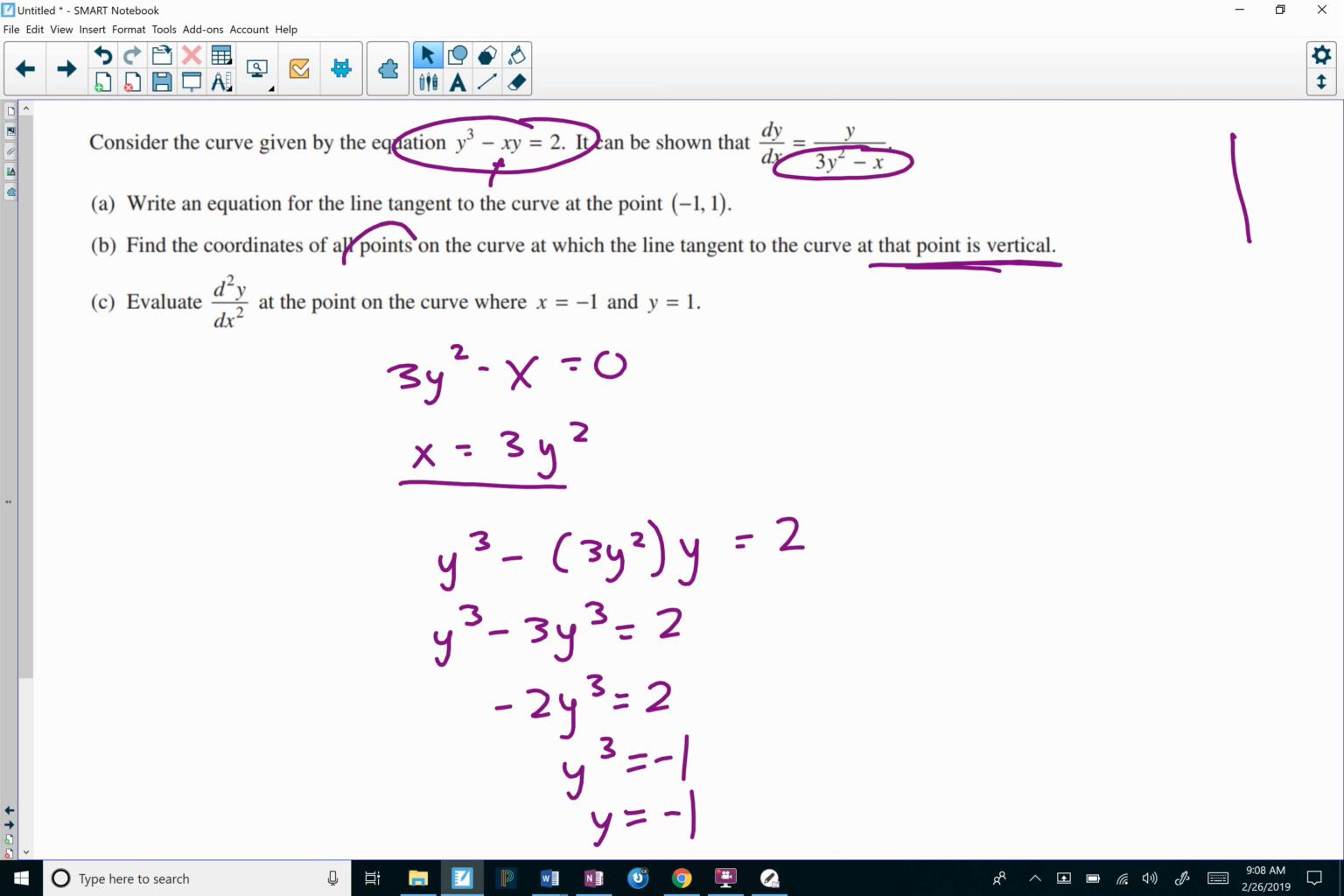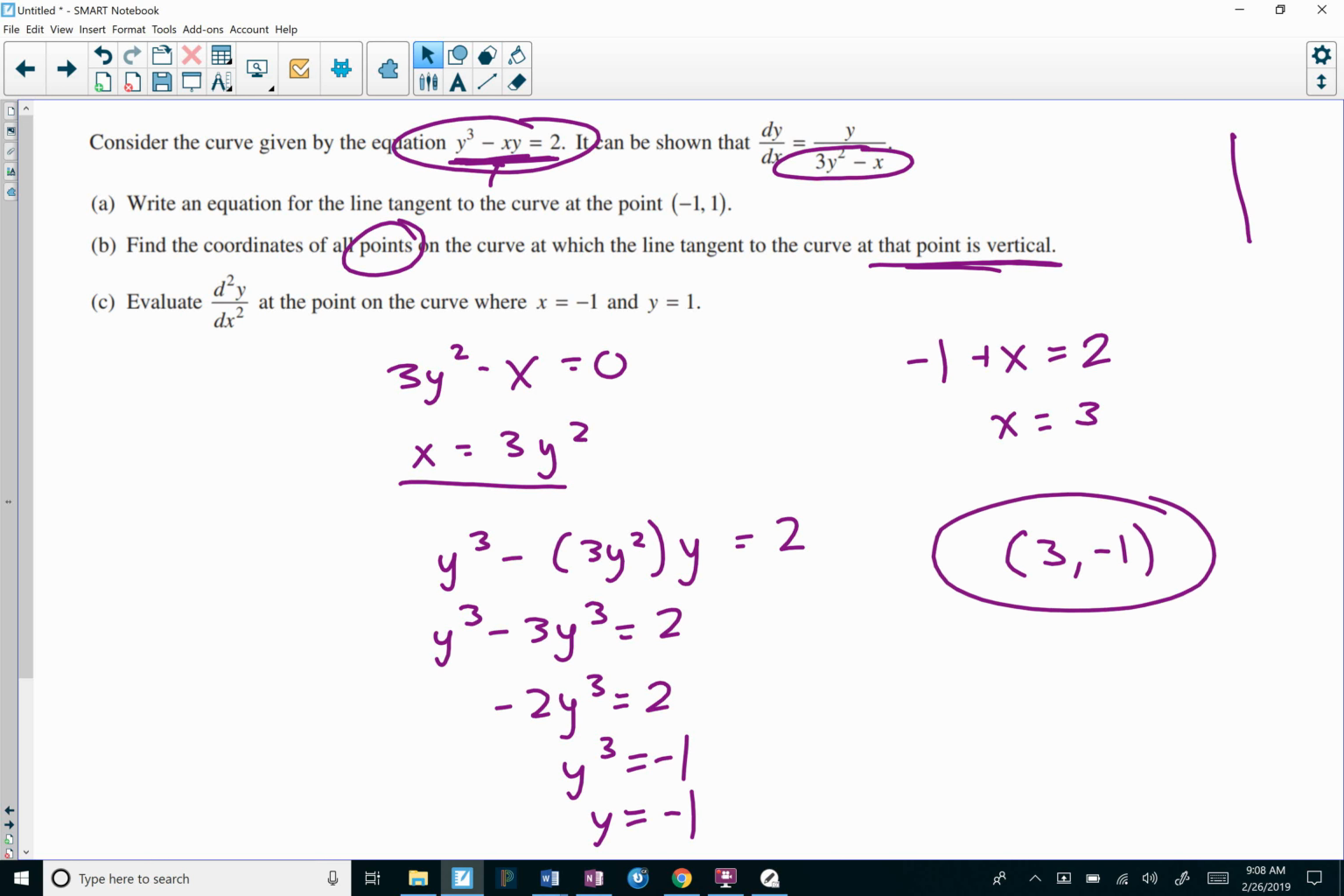But it said find all points. We only have y. So what we need to do is, once again, go back into my equation, and I now know y. So I'm going to plug negative 1 into my equation. So I'll get negative 1 plus x equals 2. X equals 3. So I have the point (3, -1). So part B was worth 3 points. One for this relationship, one for finding your y, one for finding your point.